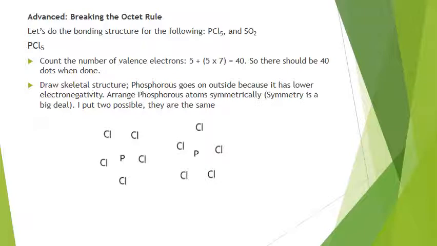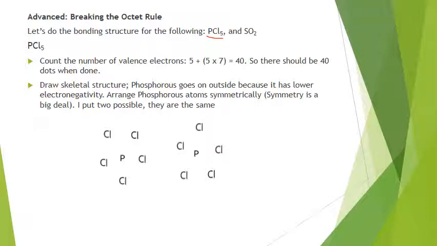Okay, so what we're going to do now is look at some structures that don't follow the octet rule. We're going to use the method I just showed you: not connecting the dots, but taking care of the outer atoms and so forth. So let's start. We're going to use PCl5, phosphorus pentachloride, and sulfur dioxide to show this method.